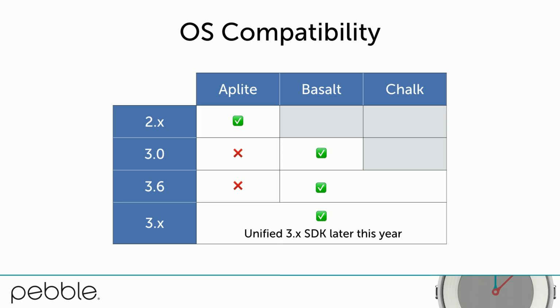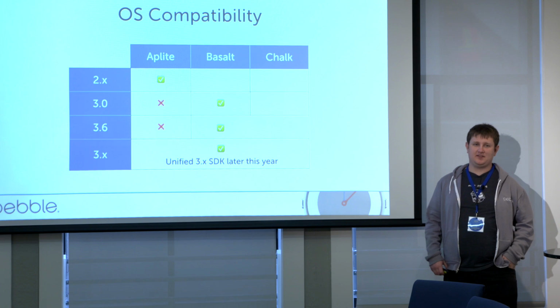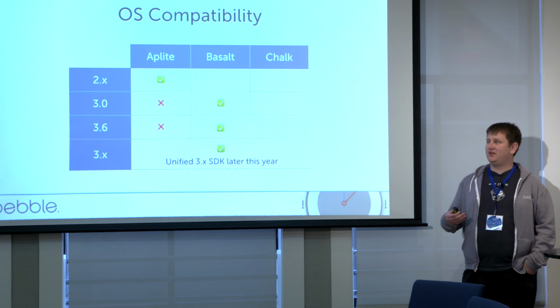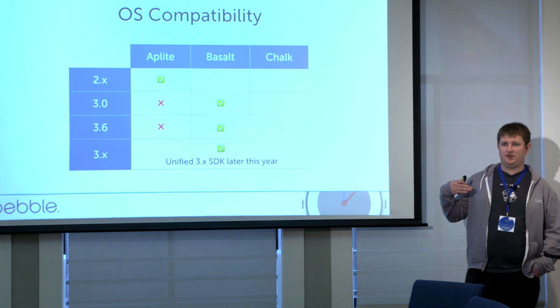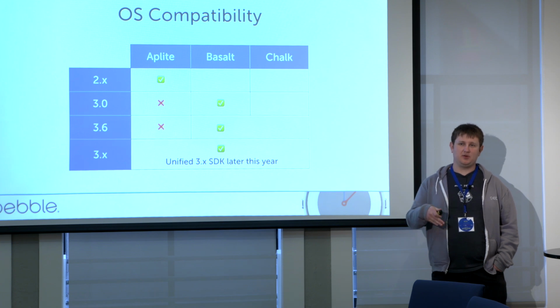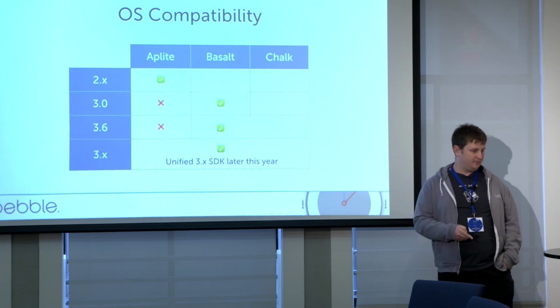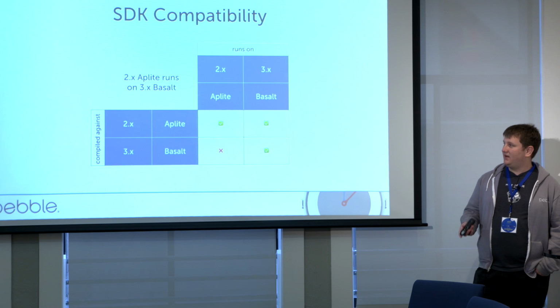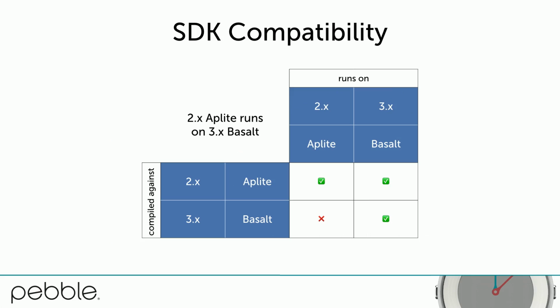Right, and this is just reiterating that we'll have a unified 3.x SDK later this year, and all of our Aplite, Basalt, and Chalk watches will be running 3.x at that point for the operating system. Okay, and so now I'd like to talk about SDK compatibility.